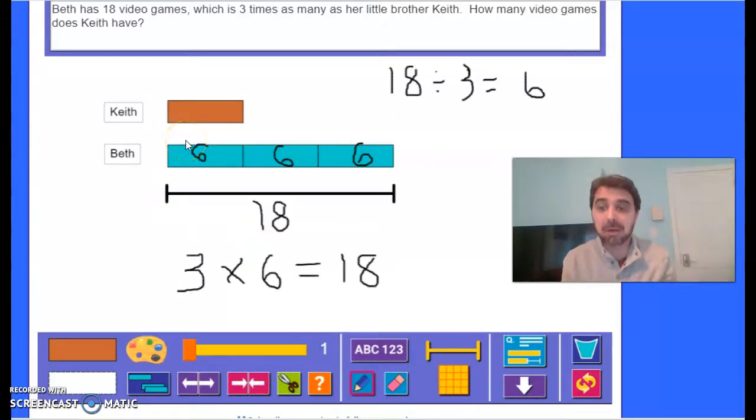It's a lot of work, right? Like, do we know the answer yet? How many video games does Keith have? Well, he must have 6 video games because 18 is 3 times greater than 6. We can see that right here. Okay? So let's take out your math packet.